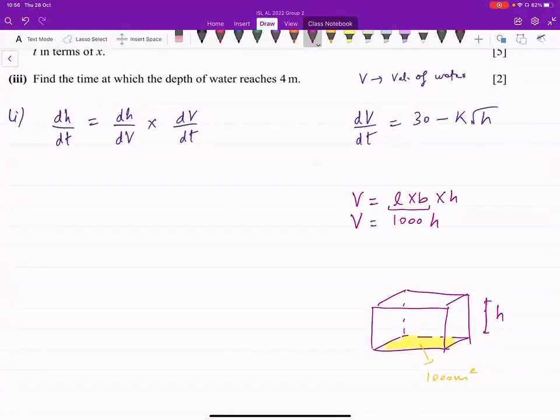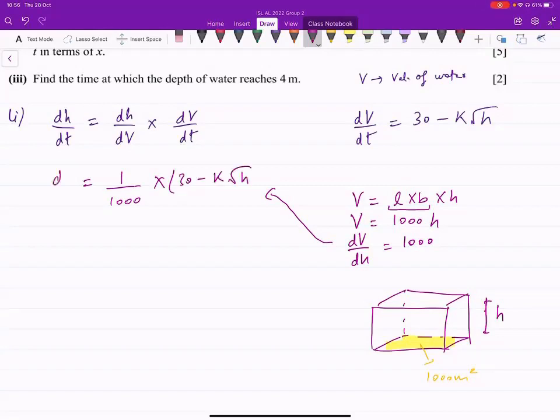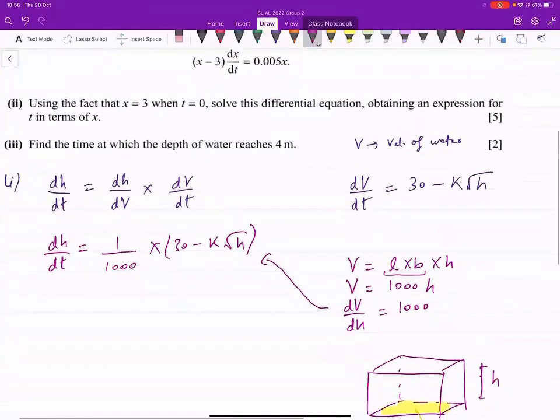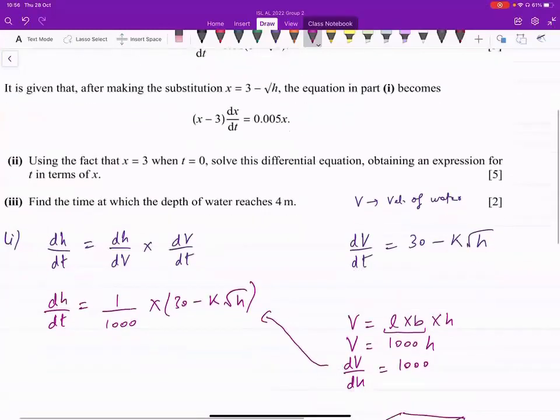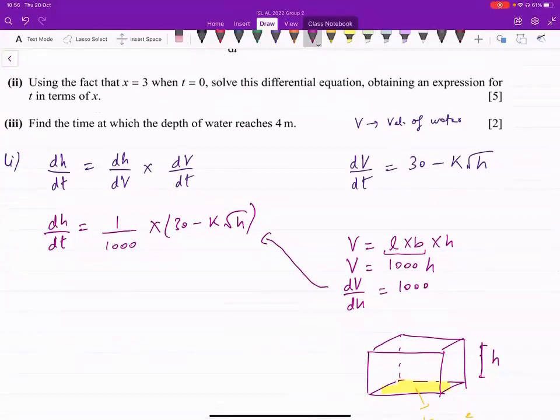उससे हम dV over dH find कर सकते हैं. उसको differentiate कर लें. dV over dH is going to be 1000. तो dH over dV क्या हो जाएगा? इसका reciprocal. So we've got 1 over 1000 multiplied by dV over dt, which is 30 minus k into square root of h, and that is dH over dt. ये हमारे पास equation बन गया in terms of dH over dt and h. Clear है सबको? Any problems?